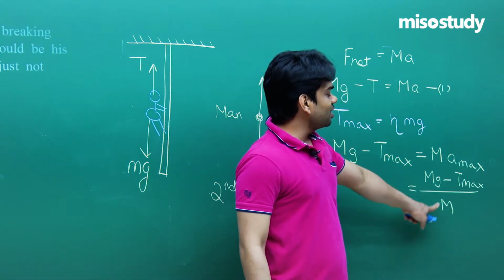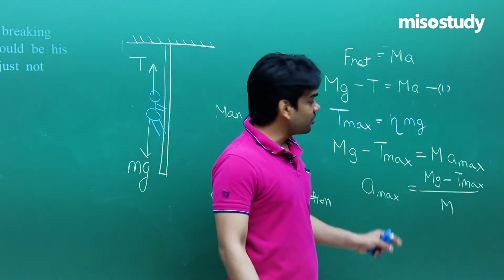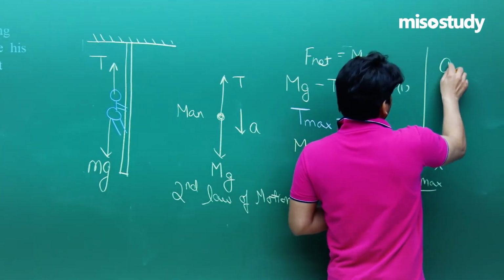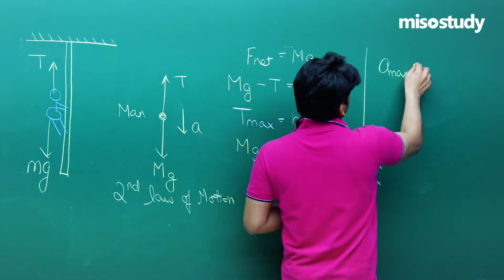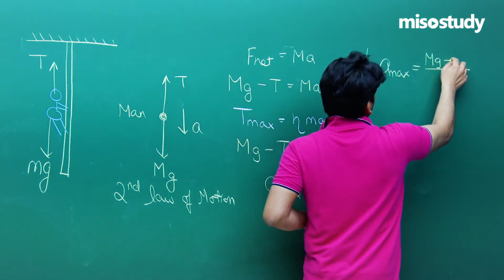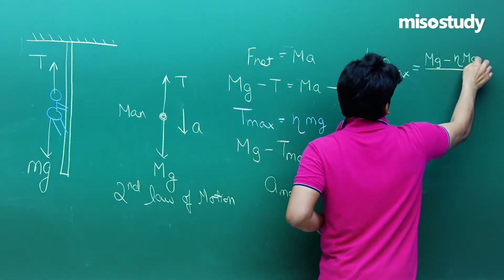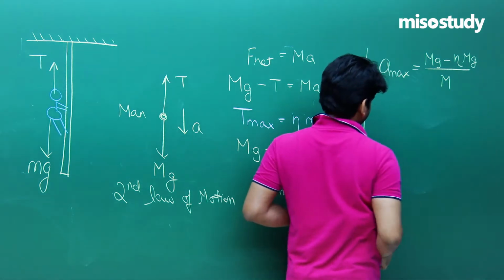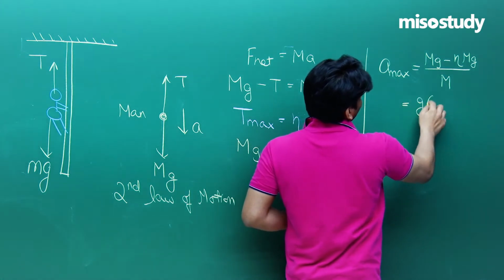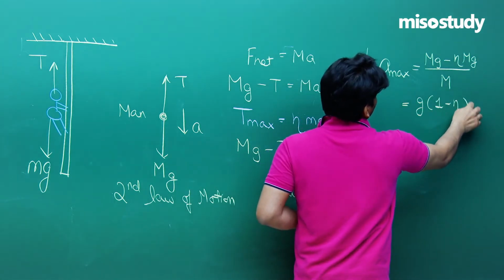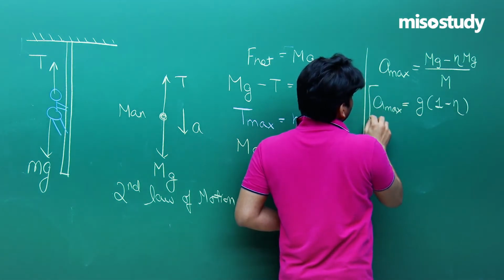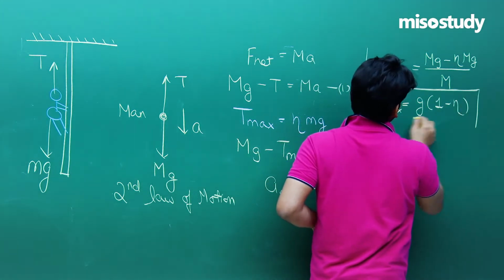Now mg minus T max divided by m. T max I have written as eta mg. Put the values. Maximum acceleration with which he can descend will be given as mg minus eta times mg divided by m. So here m and m will be cancelled out. We will be having g into (1 minus eta). This will be the maximum acceleration.